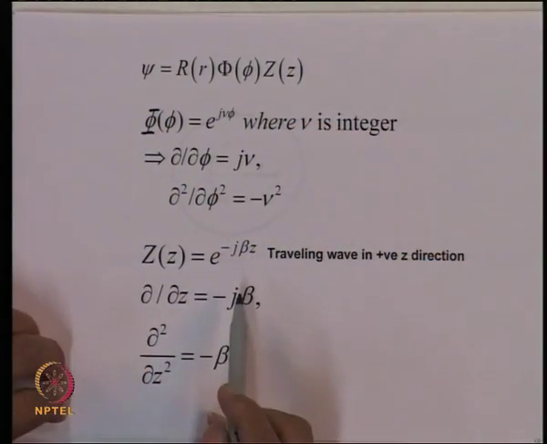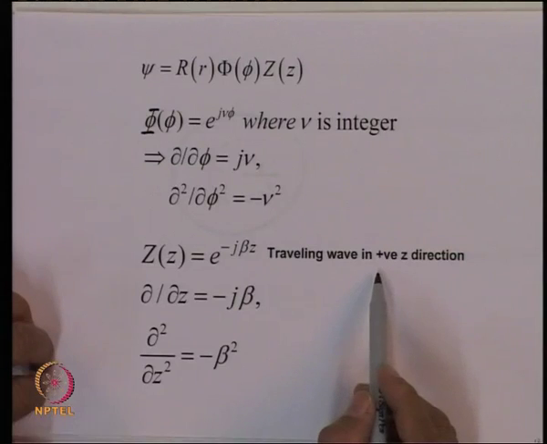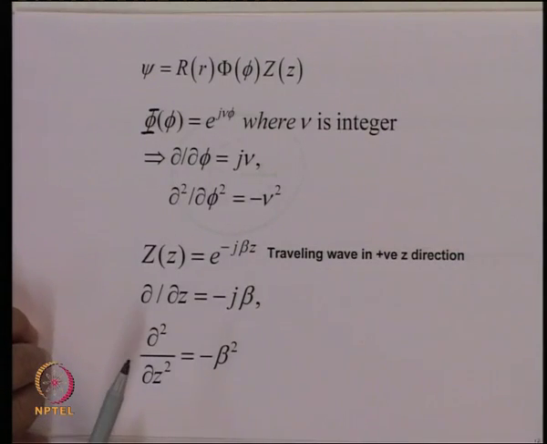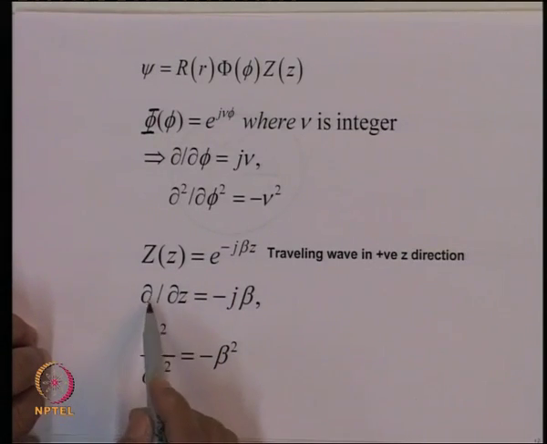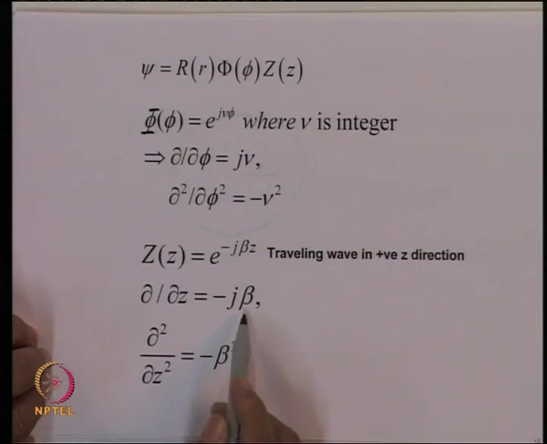So, as we saw in earlier lectures, a quantity e to the power j omega t minus j beta z gives you essentially a wave phenomenon travelling in the z direction. So, a functional form of e to the power minus j beta z represents a travelling wave in the positive z direction. Then, if we define this function, d by dz is equivalent to multiplication by minus j beta, and d2 by dz square is equivalent to multiplying a quantity by minus beta square.